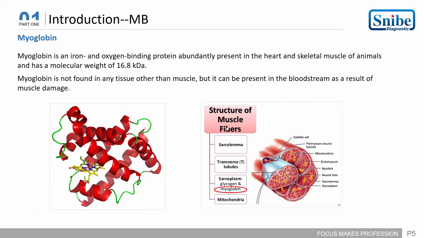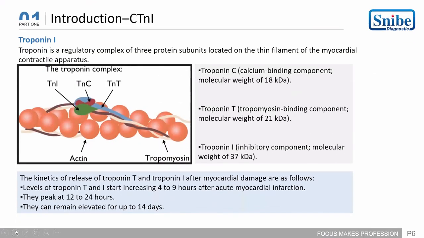So you can see the structure of the muscle fiber. Here you can see the sarcolemma, transverse tubules, glycogen, and the myoglobin are present, and the mitochondria are present in it. So myoglobin is another cardiac marker.